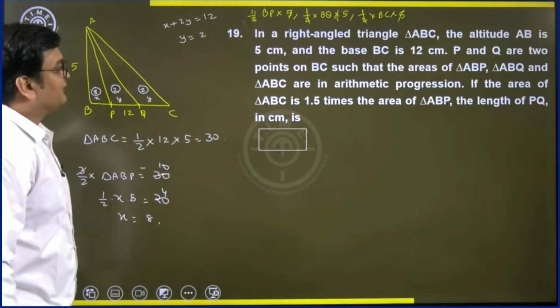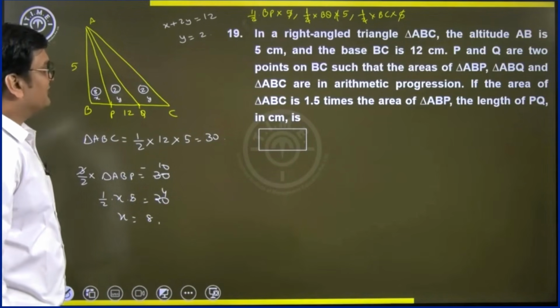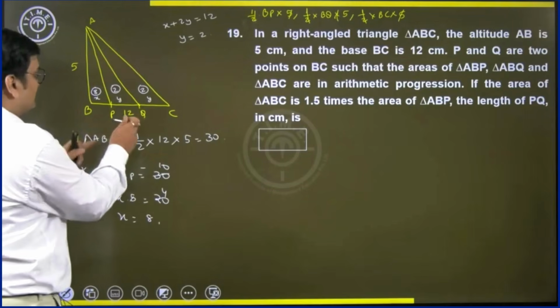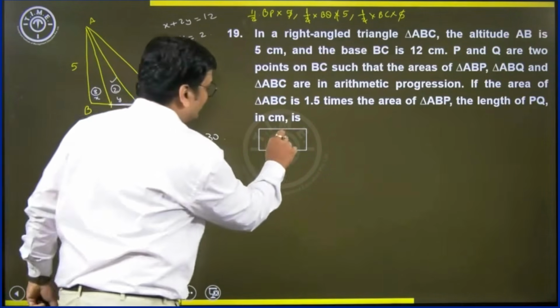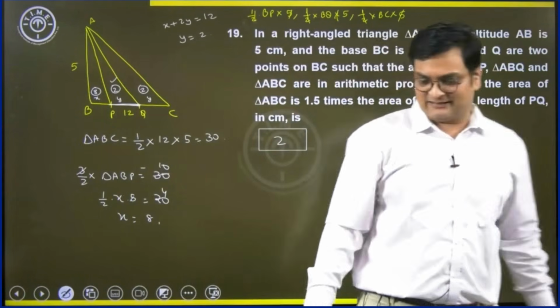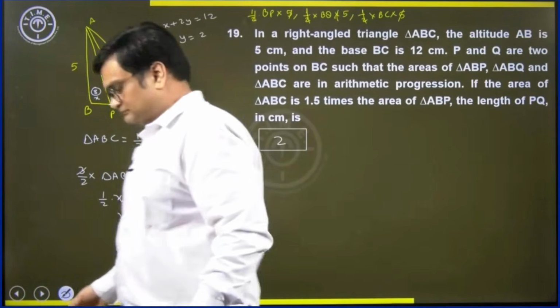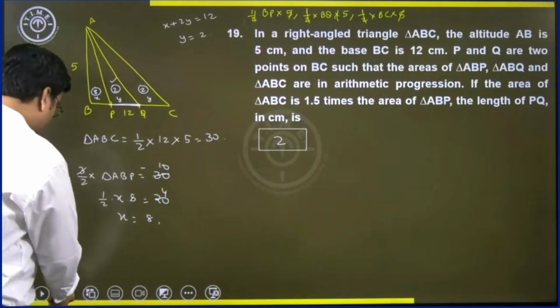And now the question is, the length of PQ in centimeters is, PQ is how much? PQ is 2. So, as we can see, the length is only 2 centimeters. That should be the correct answer. I hope we are clear with this. You can note it down.